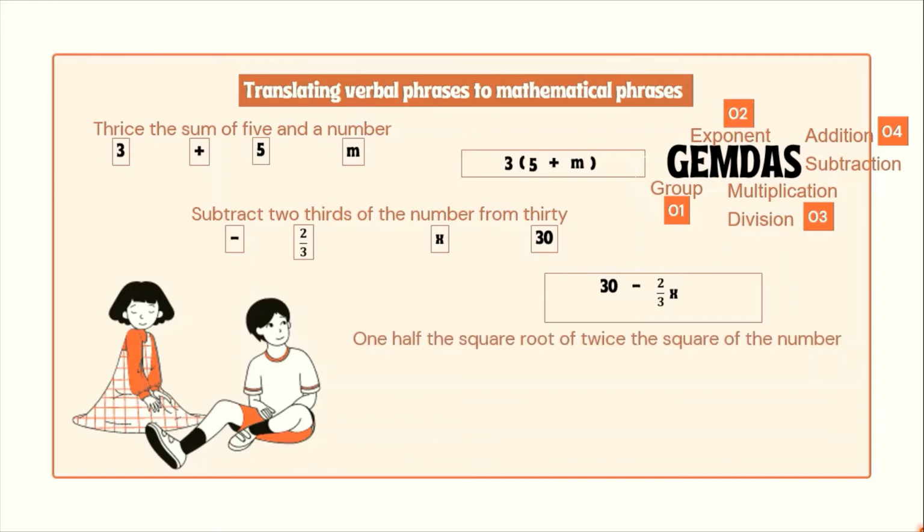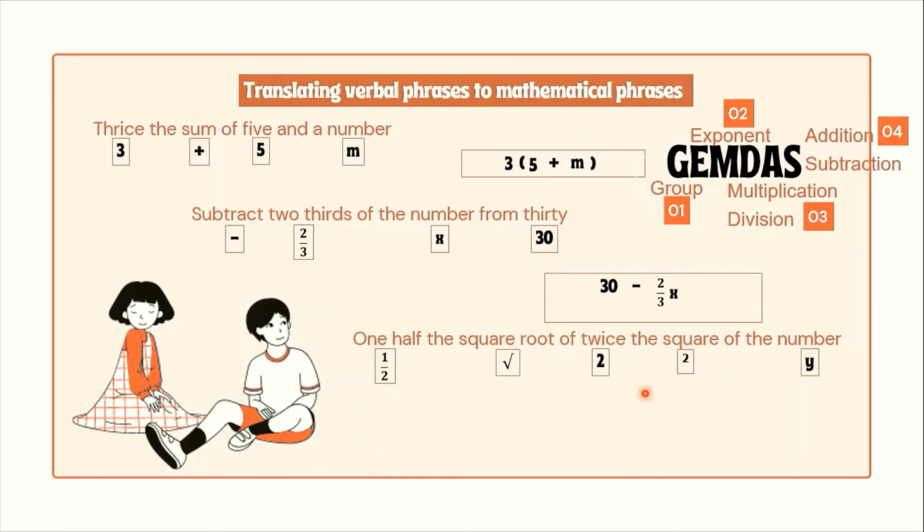Another example, 1/2 the square root of twice the square of the number. Translate natin into symbol and numbers. 1/2 is a fraction. Square root, twice, it pertains to number 2. Square, ito ay exponent na 2. The number, any letter from the alphabet, this time I'm using Y. Since meron na tayo nitong mga symbols and letters na ito, pwede na natin siyang i-translate into a mathematical phrase.